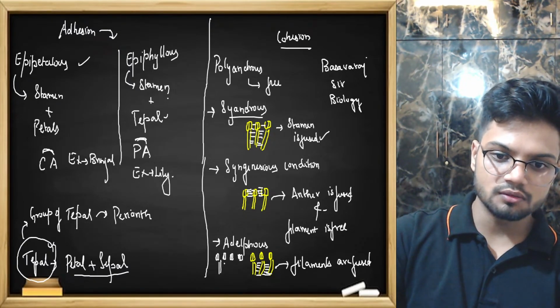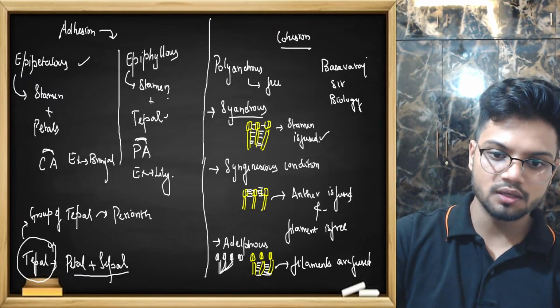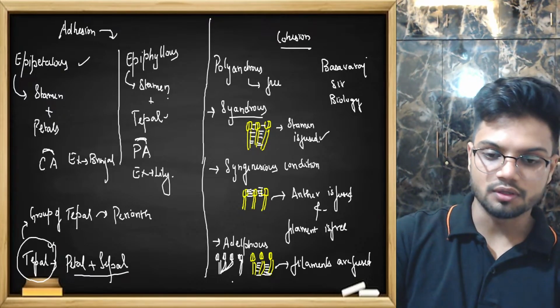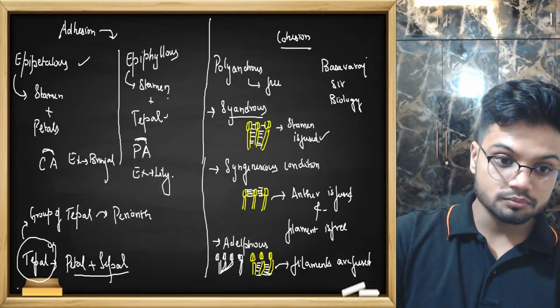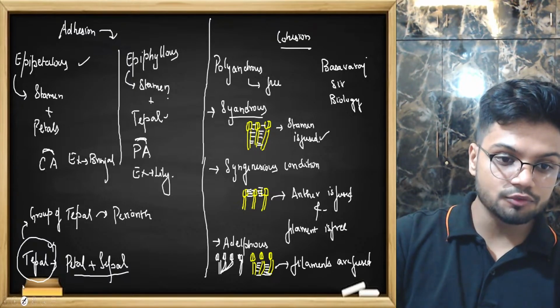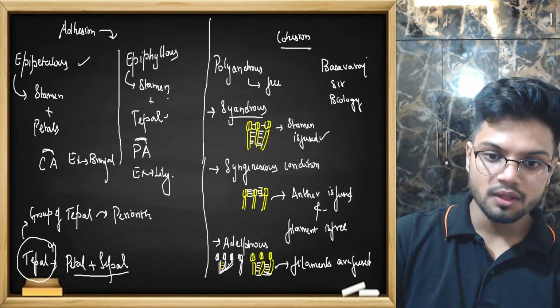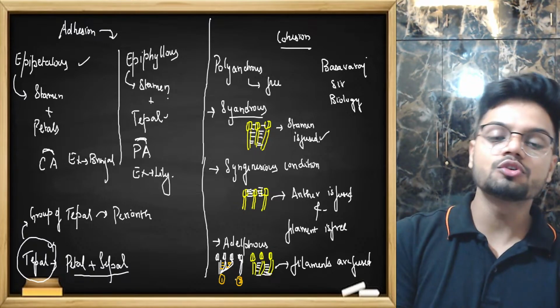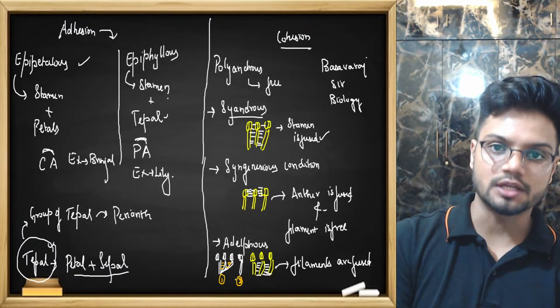Okay. Here, this is one bundle, and this is separately. So, when all the filaments are fused into two bundles, can you see? This is one bundle this side, and this is the second bundle. When they're fused into two bundles, it's called diadelphous condition.